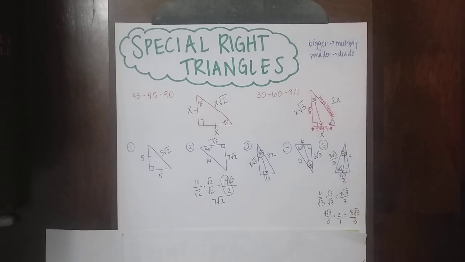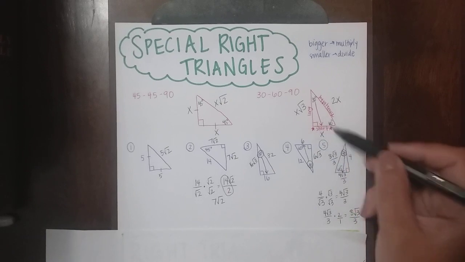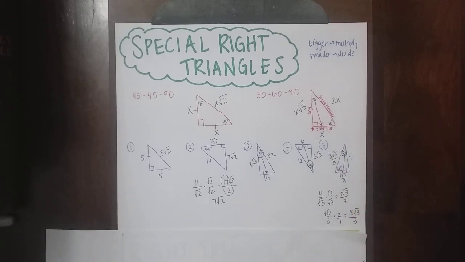Not the prettiest, but same idea. If I'm getting bigger, I multiply. If I'm getting smaller, I divide. And for the 30, 60, 90s, I have to have that short leg. That's the first thing we have to find. All right, then I can go from there to find my long leg and the hypotenuse.